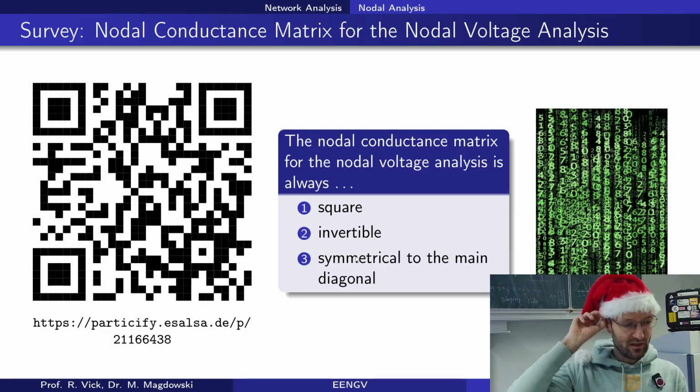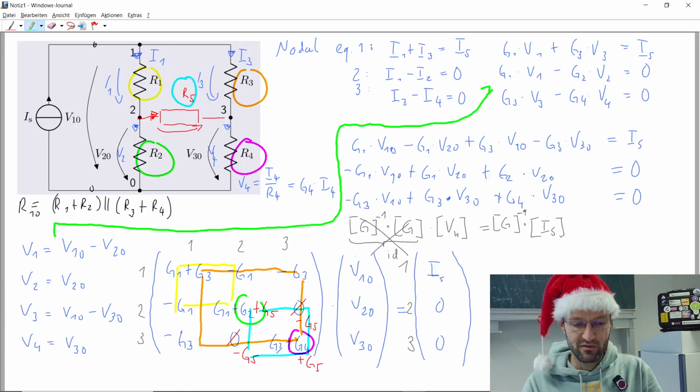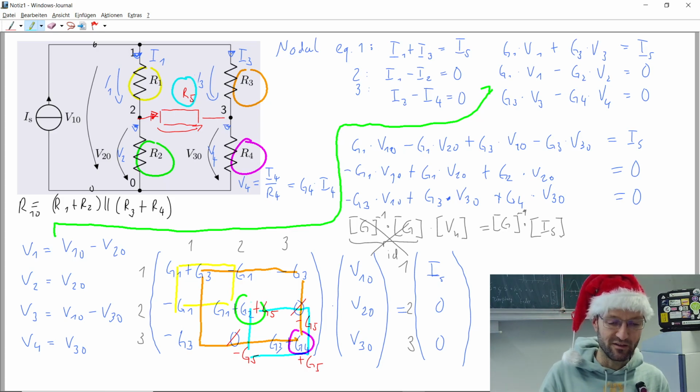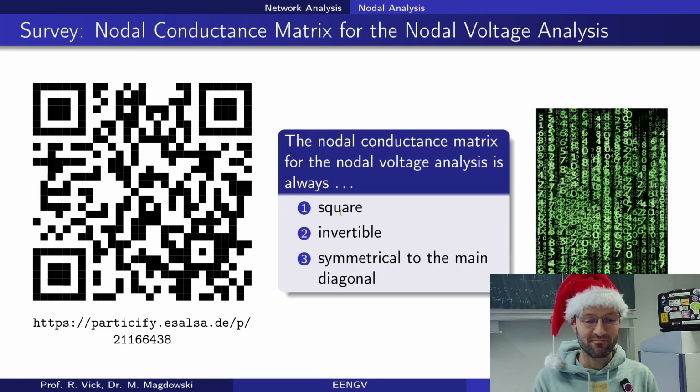So now I have some more questions for you. The first one is the nodal conductance matrix that we set up there, right? The matrix here, this matrix that is now nice and colorful, labeled like a decorated Christmas tree. Is it always square? Is it always invertible? Or is it always symmetrical to the main diagonal? And it should be the very same link.